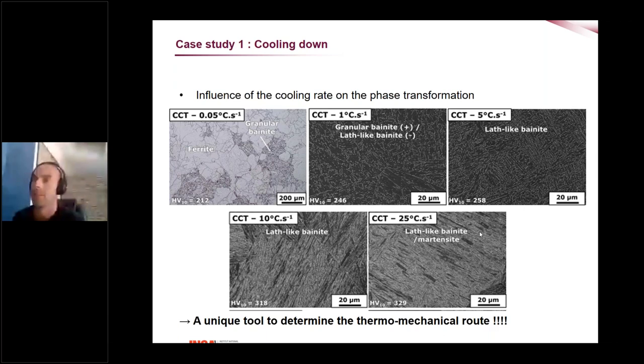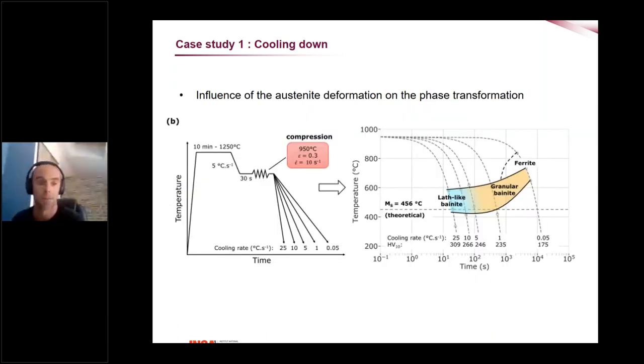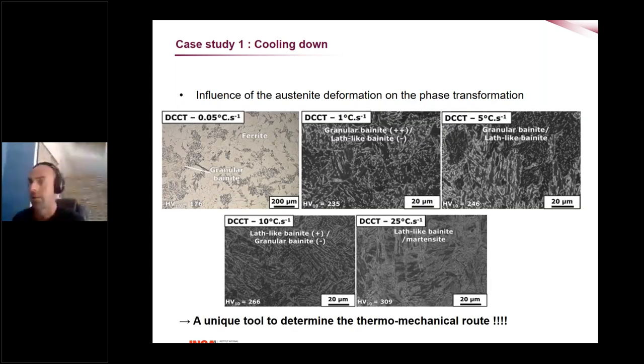Now, we have also done some experiments about the influence of austenite deformation on the phase transformation during cooling. So we did some compression tests and then went down in temperature, looking at the influence of the deformation of austenite on that type of phase transformation. And you can see here that if you apply that, you have an effect on the type of microstructure, with lath-like bainite appearing for, let's say, slower cooling rates. So it helps if you want to have less lath-like bainite. Once again, this is clearly a very nice way of doing things, because in only, let's say, 5 samples, you have a clear view of what will happen in the processing of your steel.